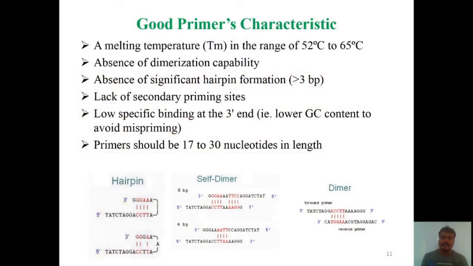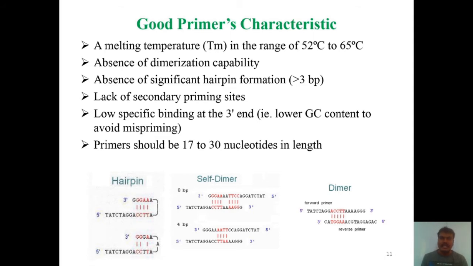Okay, then the primer, a pair of primers we have to use. The primer should have some characteristics. The primer should be single stranded, a single stranded oligonucleotide DNA. Oligonucleotide here means it varies from 25 to 35 bases. The melting temperature of this primer should be 52 to 65 degrees Celsius, and it should lack some features.